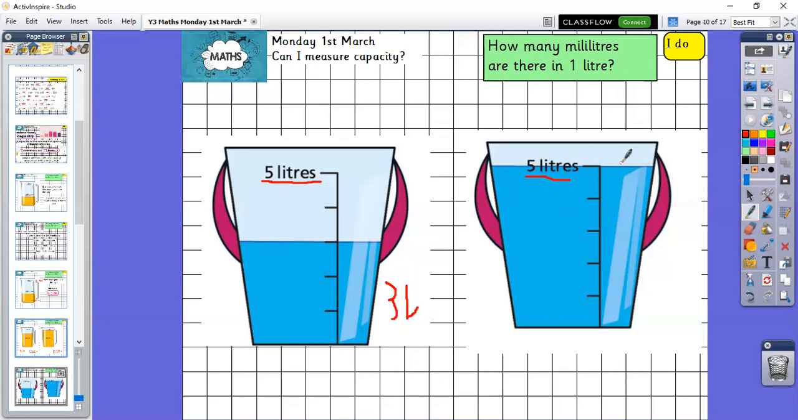Let's look at this one. This one's quite easy because you can see the water in this bucket has gone all the way up to the top of the interval there. So I can see straight away that that is worth 5 litres. So this one's got more in. Okay, brilliant. So let's move on.